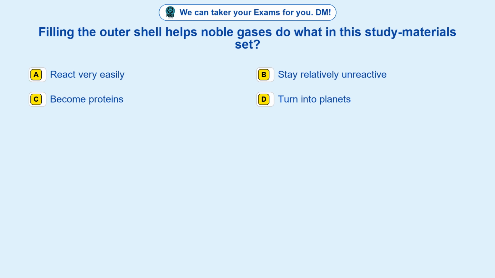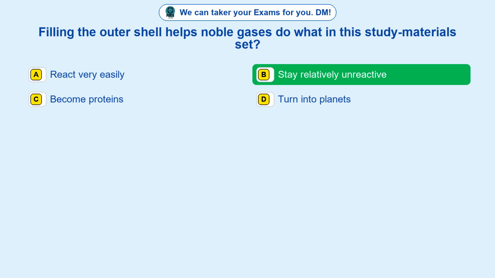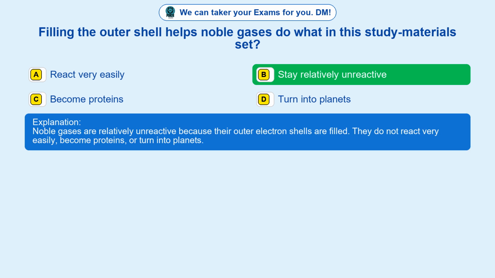Question 41. Filling the outer shell helps noble gases do what in this study material set? Option A, react very easily. Option B, stay relatively unreactive. Option C, become proteins. Option D, turn into planets. The correct answer is option B, stay relatively unreactive. Noble gases are relatively unreactive because their outer electron shells are filled. They do not react very easily, become proteins, or turn into planets.